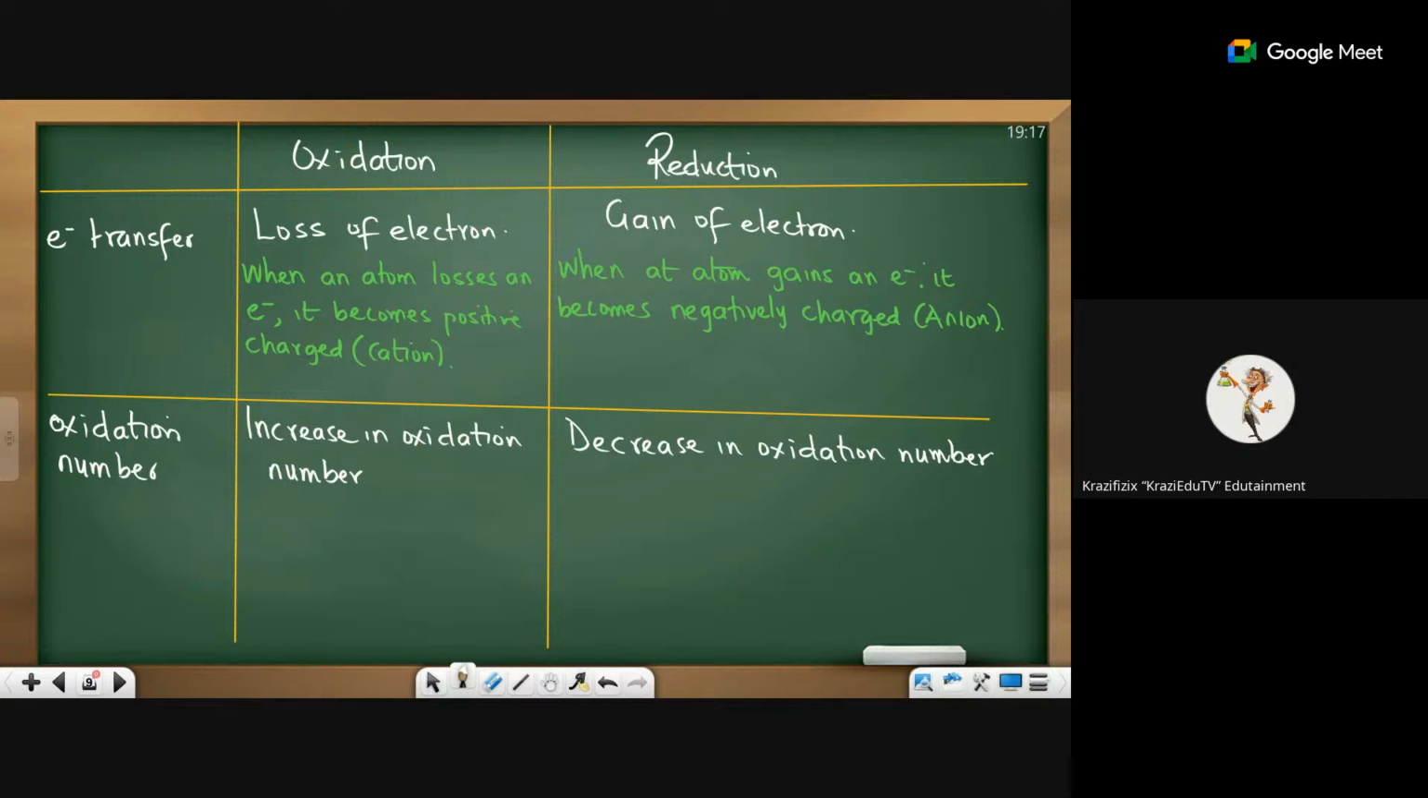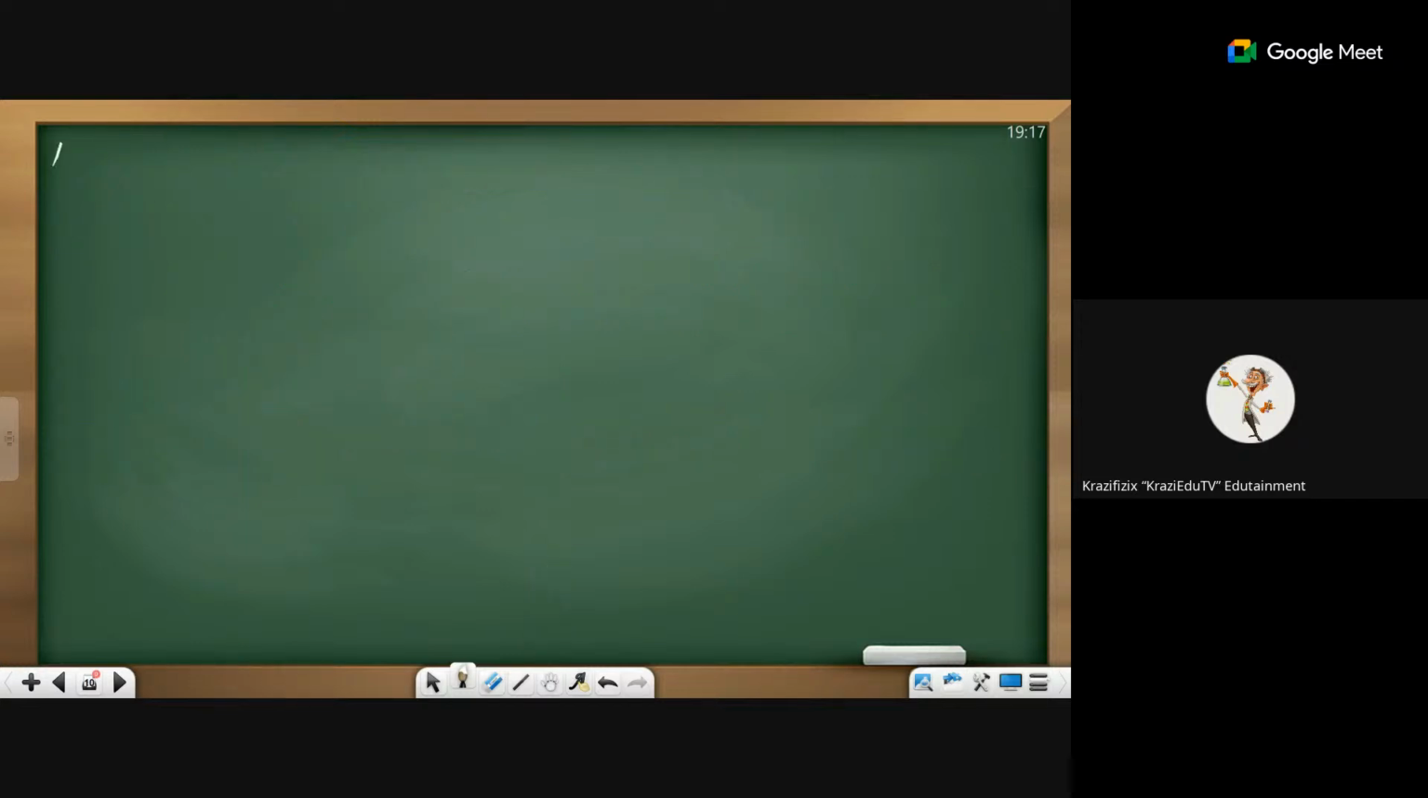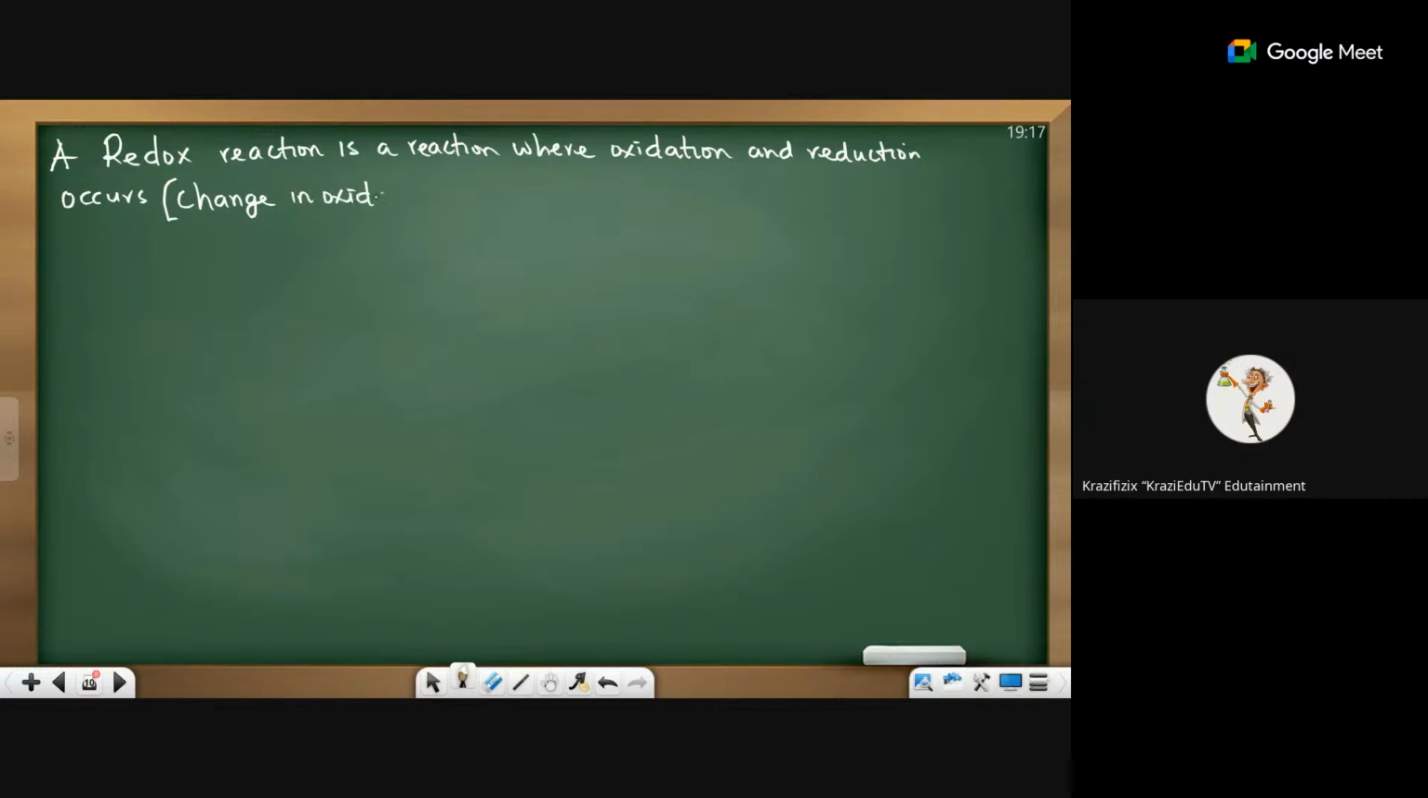Okay, let me start the next concept by saying a redox reaction. So redox is a combination of the two words, right? A redox reaction is a reaction where oxidation and reduction occurs. And when we say oxidation and reduction occurs, we're talking about what? A change in oxidation number.